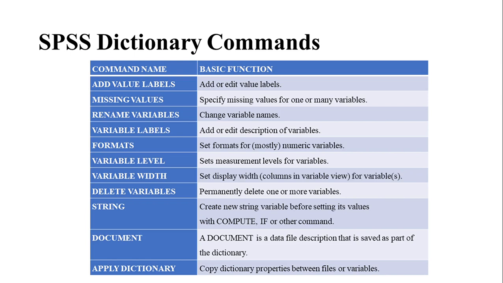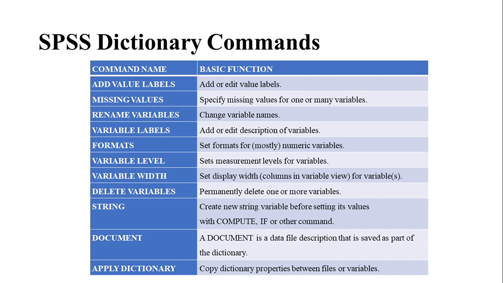Then we also have variable labels, to add or edit descriptions of variables. Then we also have formats. The formats set formats for mostly numeric variables. Then we also have delete variables. These are used to permanently delete one or more variables. This is self-explanatory. Then we have the string command. The string is used to create new variables before setting their values with compute, if, or another command.